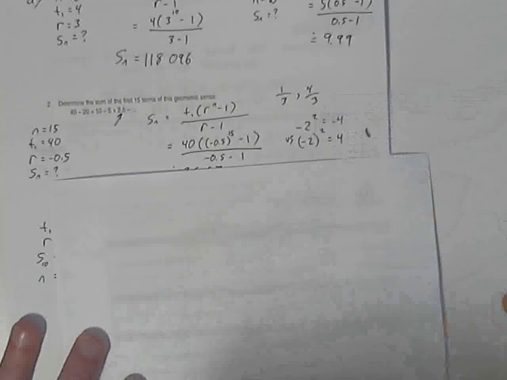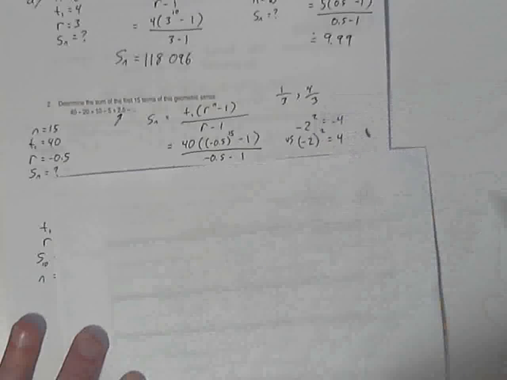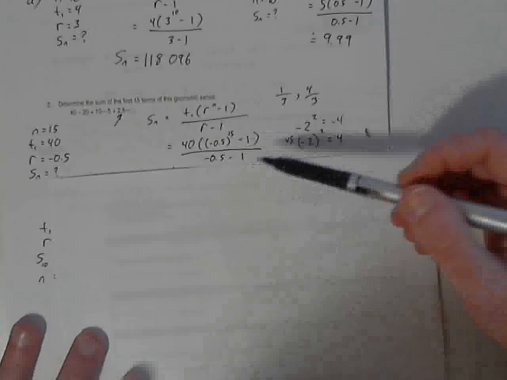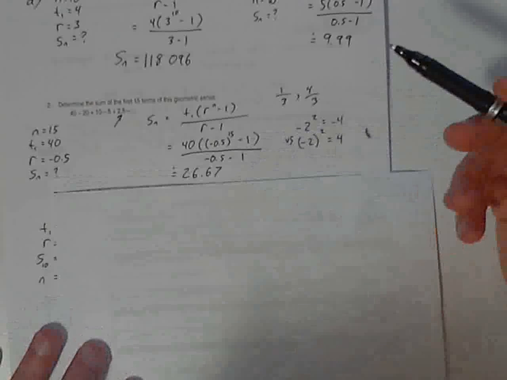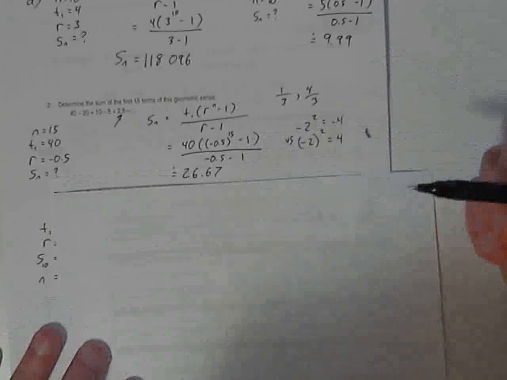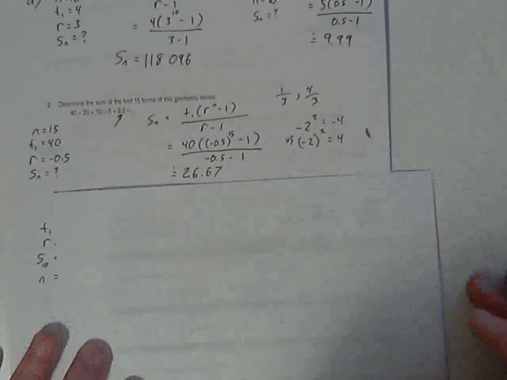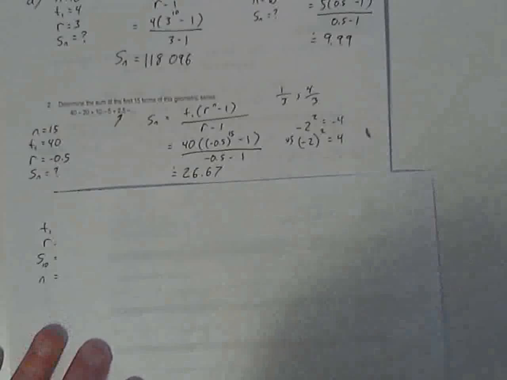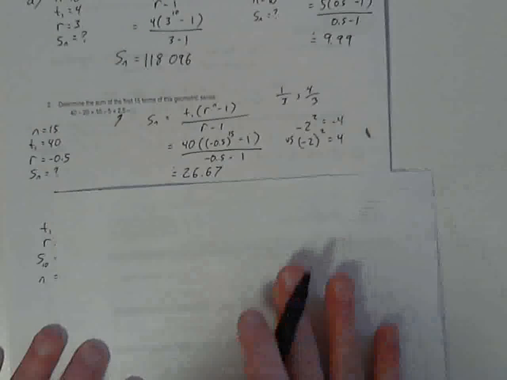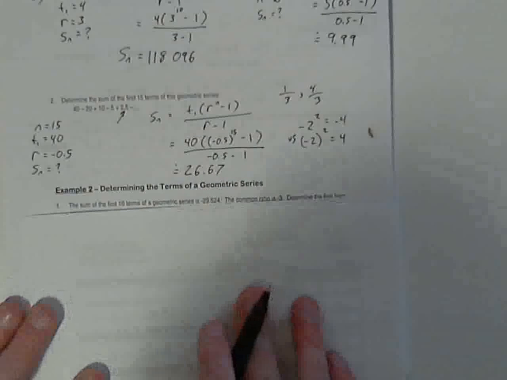Example 2. So now we're going to start working backwards and doing some rearranging. The sum of the first 10 terms of a geometric series is negative 29,524. Yes, you can have negative sums. That works out just fine. The common ratio is negative 3. Determine the first term. So we're actually solving for T1 in this case.